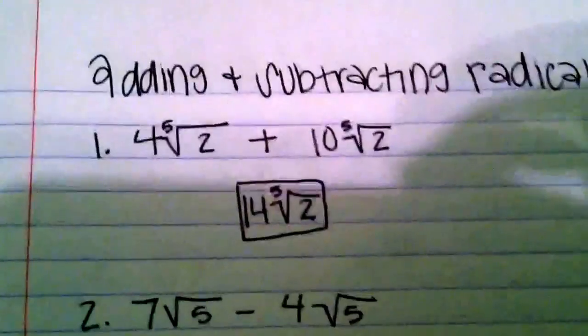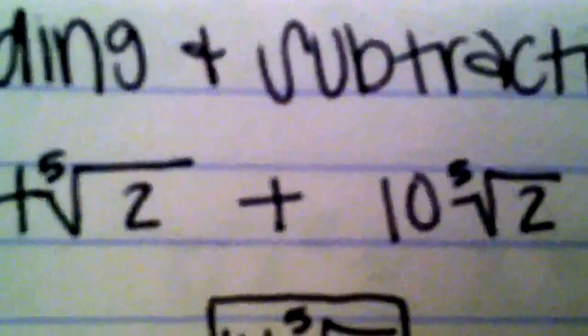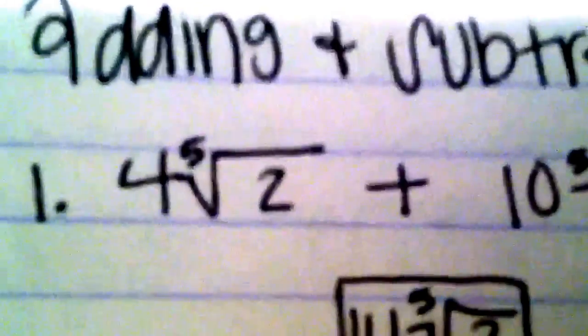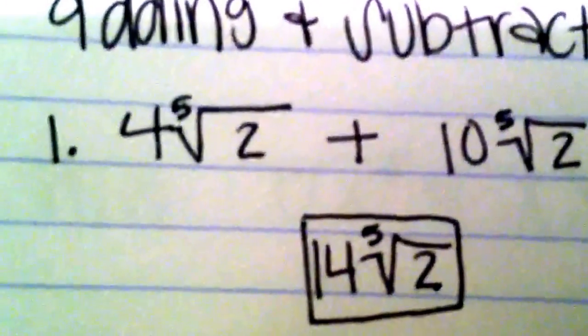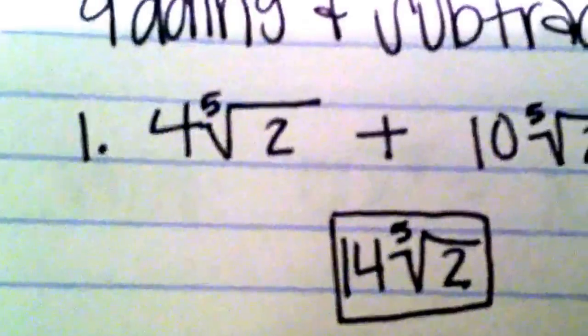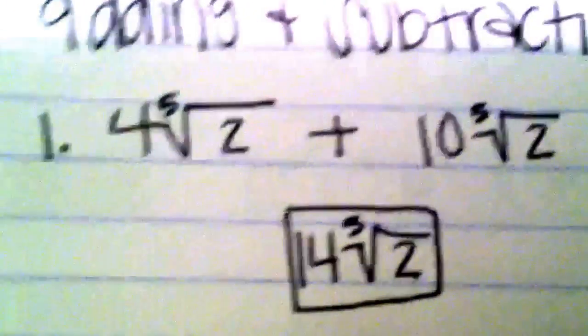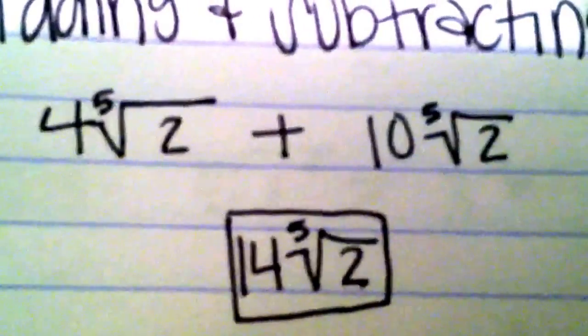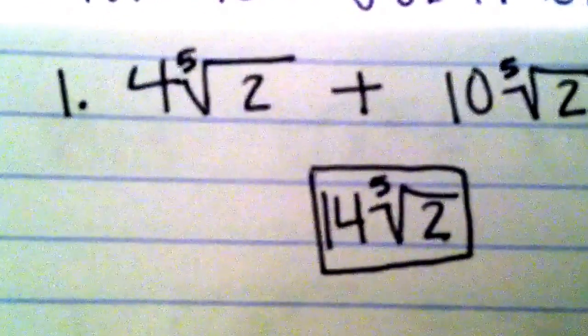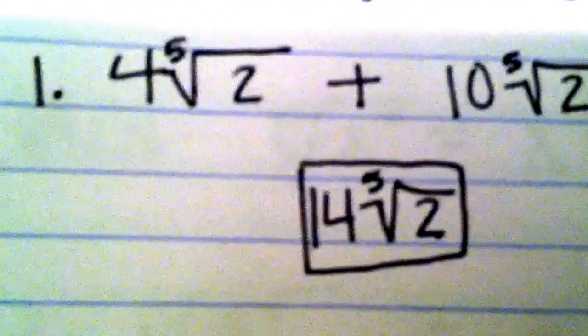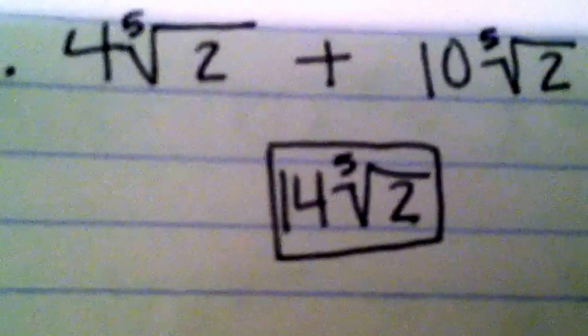Okay, adding and subtracting radical expressions. You can only add or subtract radical expressions when they have the same radicand and index. So like for number 1, you can add these with no problem. You don't add the radicands, you only add the coefficients. So for number 1, you'd add 4 and 10 to get 14. You'd keep 2 as the radicand and 5 as the index. Your answer would come out to be 14 times the 5th root of 2.